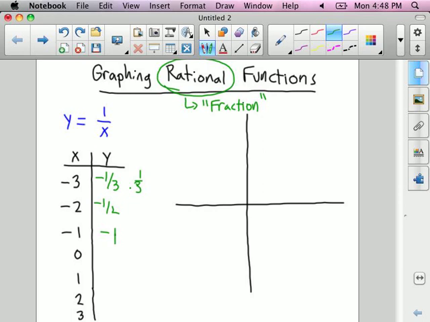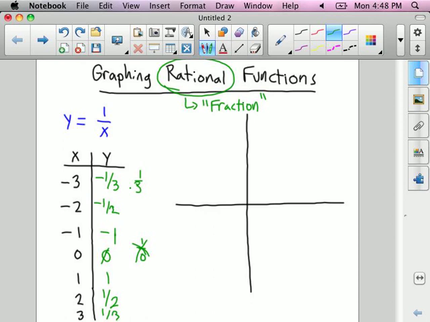Now the interesting part comes in if you plug in a 0. 1 over 0 is not allowed. If you try typing 1 over 0 in your calculator, it's going to say error. Dividing by 0 is really, really bad. We cannot do that. This point doesn't even exist. If you plug in a 1, 1 over 1 is 1. If you plug in a 2, we have 1 over 2, which is 1/2. And if you plug in a 3, you have 1 over 3, like that.